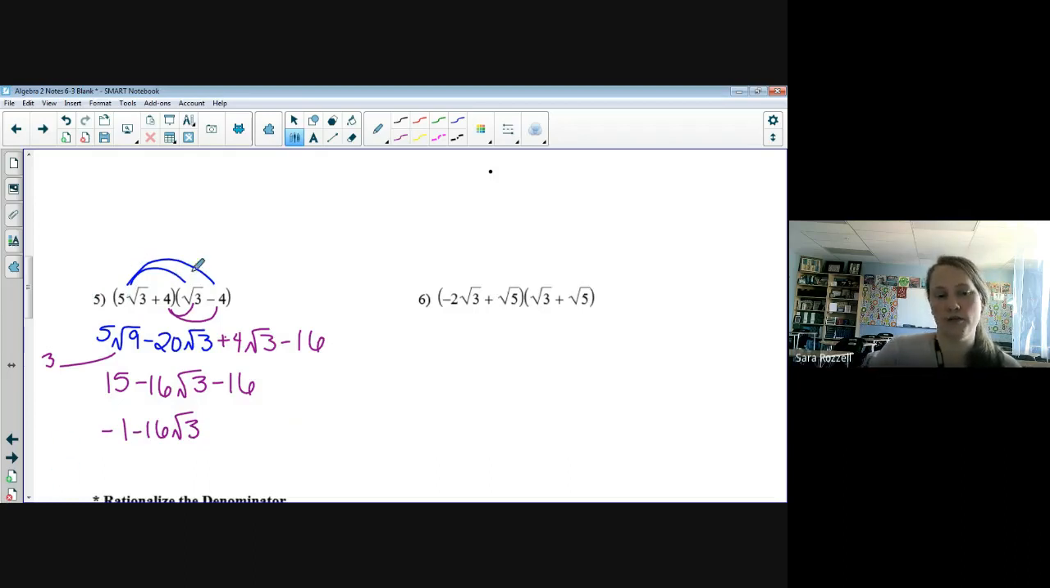So we distribute. If there's anything that's a perfect square, we want to actually evaluate it. 3 times 5 is 15. We combine these two together. They both had root 3, so they can be combined together. And notice that 15 and negative 16 are also like terms. They'll add together to be negative 1.